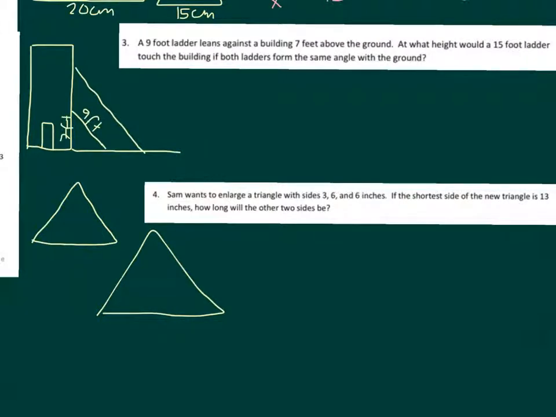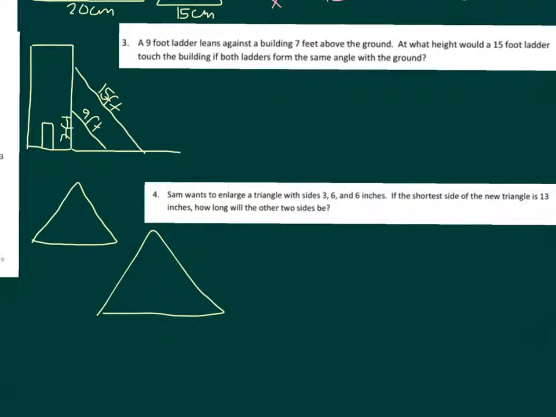Okay. Now it also says that there's another ladder that's 15 feet long. So this would be that longer ladder. So this ladder right here is 15 feet. And they're asking, at what height would a 15-foot ladder touch the building if both ladders form the same angle with the ground? Now, I just want to point out that they're talking about this angle right down here with the ground. But if they were to form the same angle to the ground, they should be parallel. That's why I drew them like this.